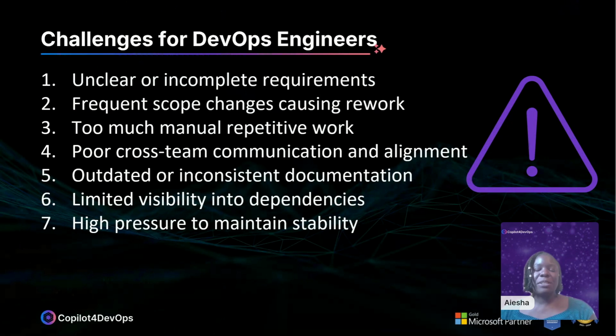Before we get into the demonstration, let's acknowledge the reality of DevOps work today. Most DevOps engineers deal with challenges that don't start in the pipeline. They start way upstream in planning. Things like unclear requirements, constant scope changes, inconsistent documentation, poor cross-team communication, and limited visibility into dependencies. These kinds of issues can really slow down delivery long before a build even runs.